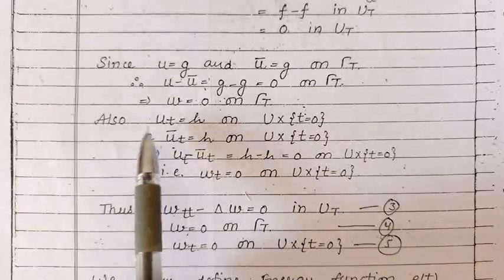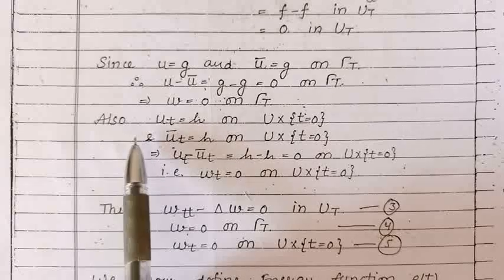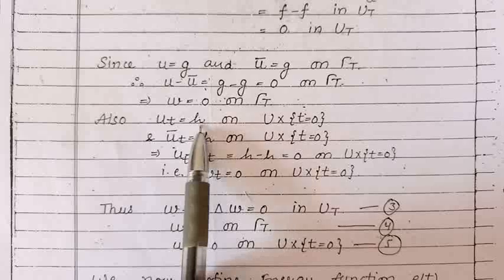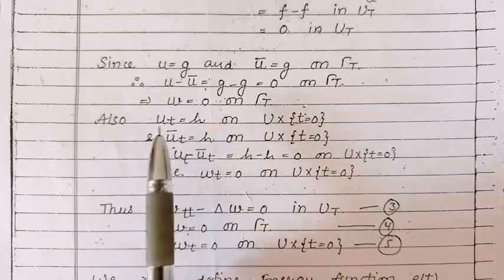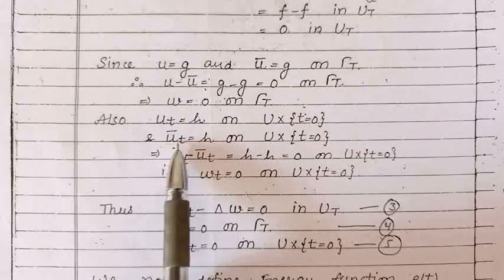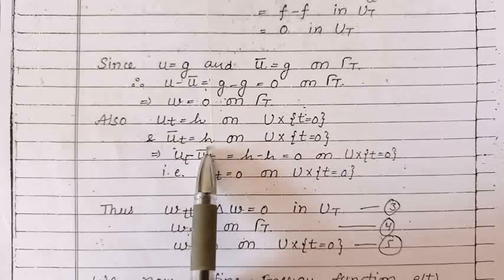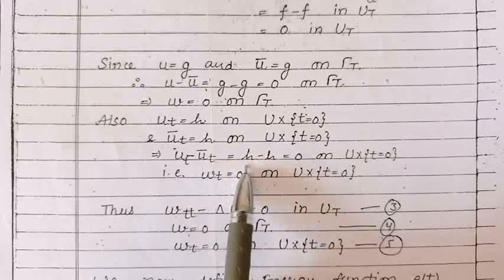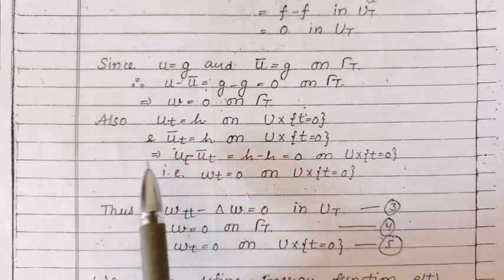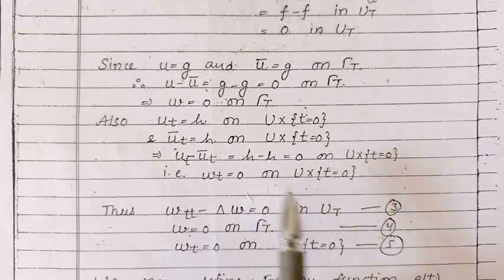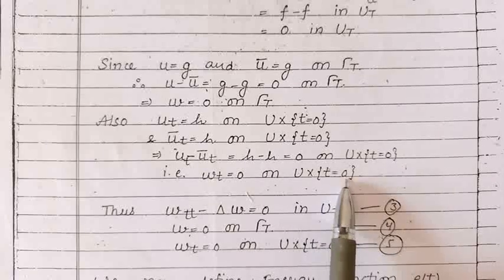Now because u and u bar are the solutions of the given initial value problem, when time is 0, ∂u/∂t is h, and also the partial derivative of u bar with respect to t is also h. So their difference will be 0, and by definition this is ∂w/∂t. So we have proved the partial derivative of w with respect to t is 0 on U cross t equal to 0.